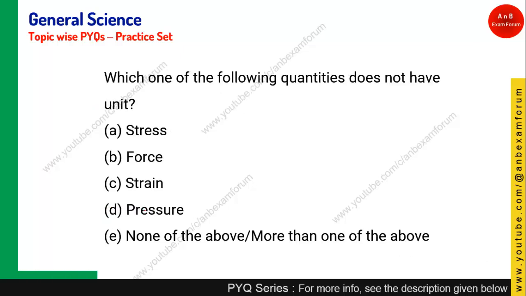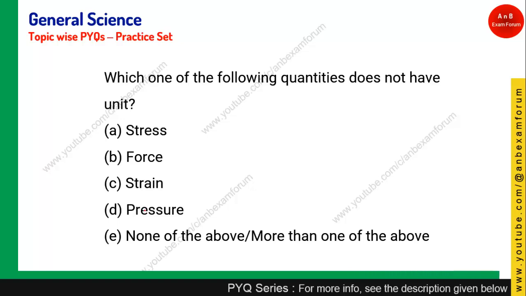Let's see the next question. Which one of the following quantities does not have a unit? You have to tell which quantity is basically dimensionless. Let's see one by one. Force has a unit, yes, the force unit is Newton. Stress is what? It is basically pressure, force per unit area, so Newton per meter square.